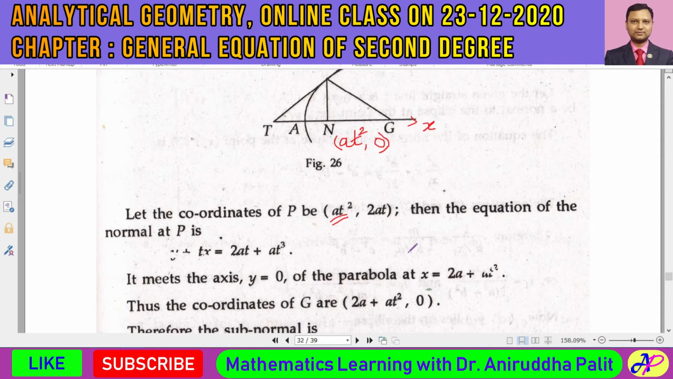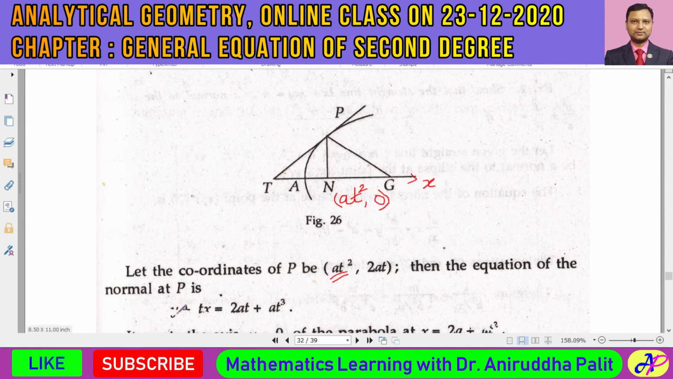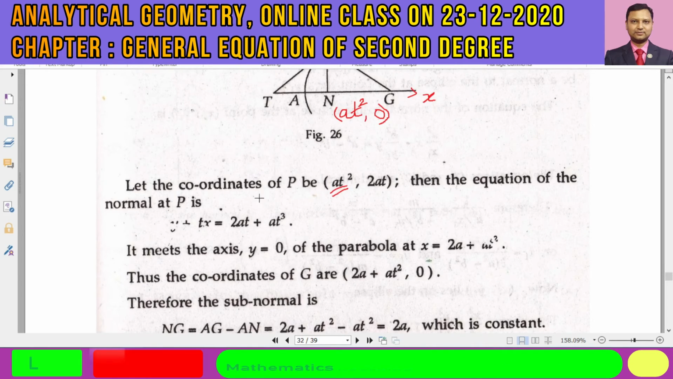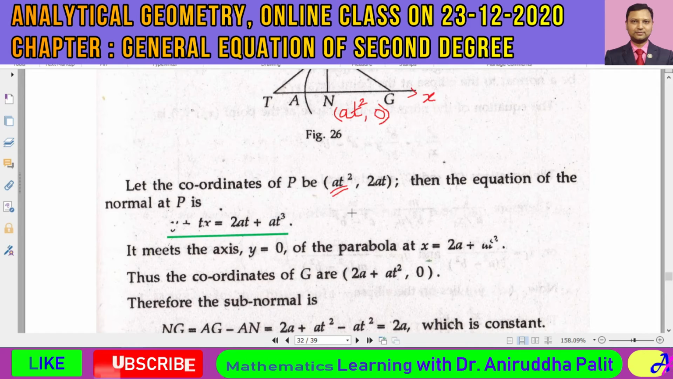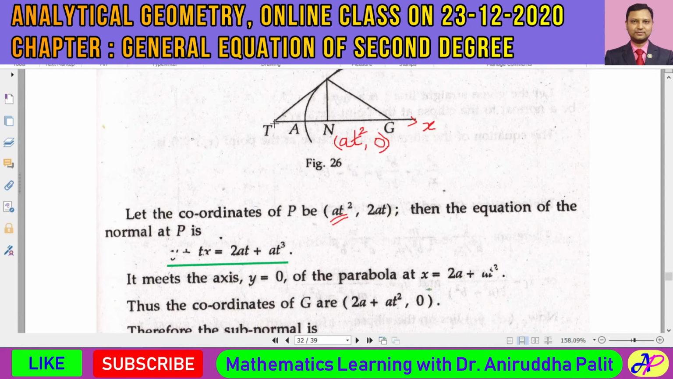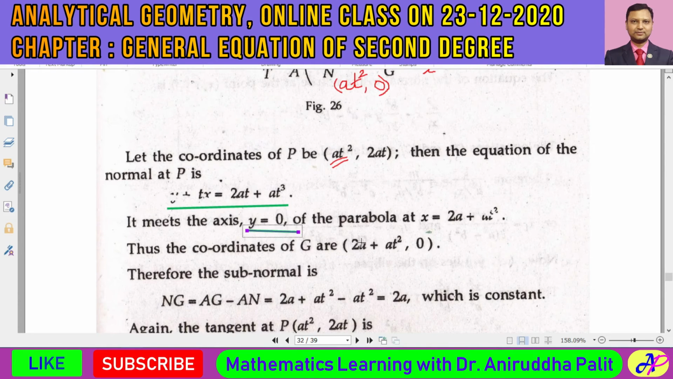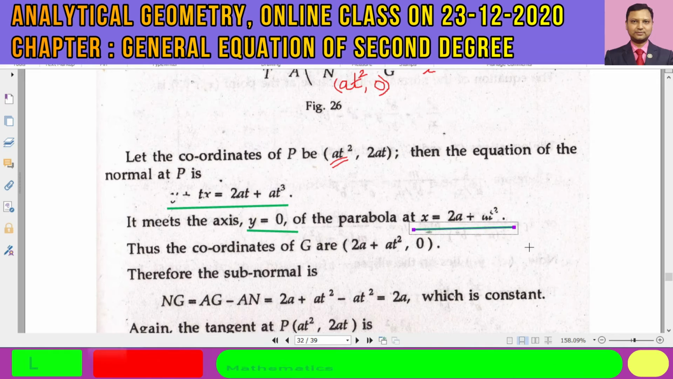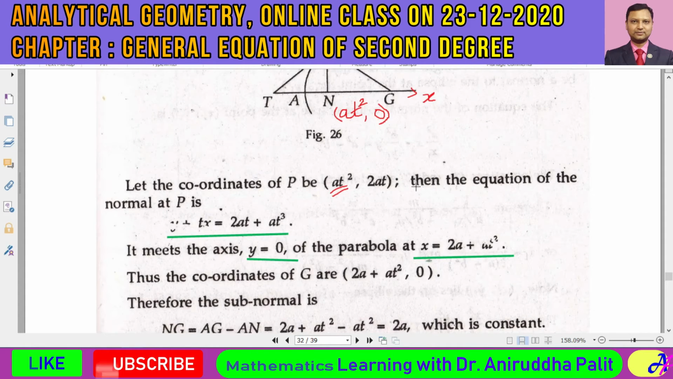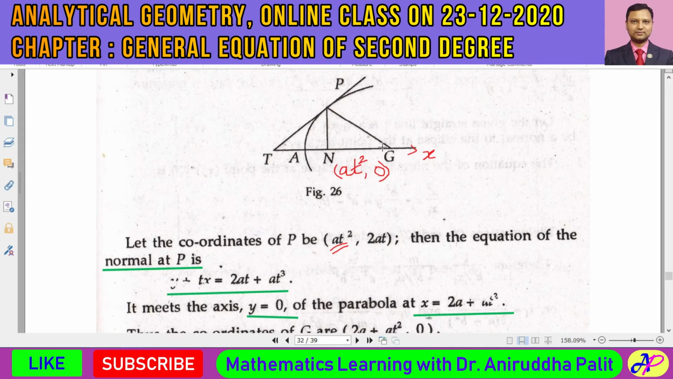Alright, and we know the equation of the tangent. This should be y plus tx is equal to twice at plus at cube. This would be the equation of the tangent. So what is the equation of the x-axis? The equation of the x-axis is y is equal to 0. So if we put y equal to 0 in this equation, we will get x is equal to twice a plus at square. Twice a plus at square. Okay, so in this fashion, this is the equation of the normal. So this normal will intersect the x-axis at the point G.